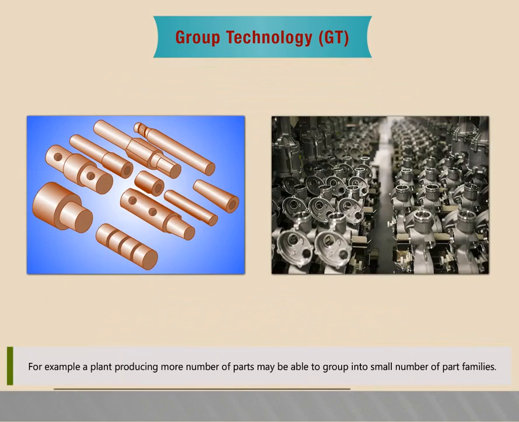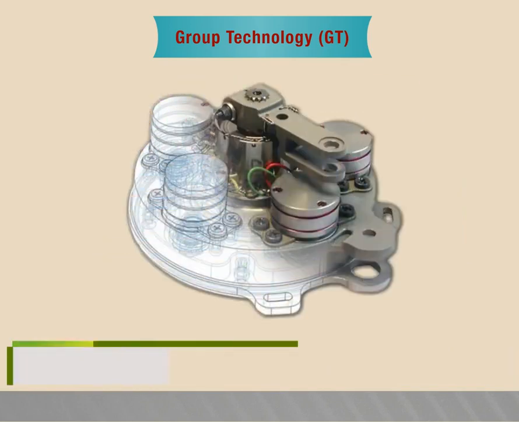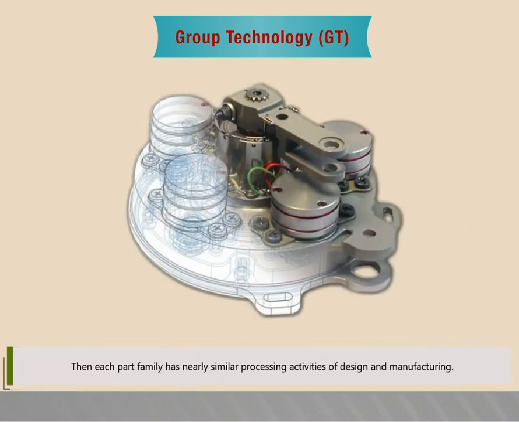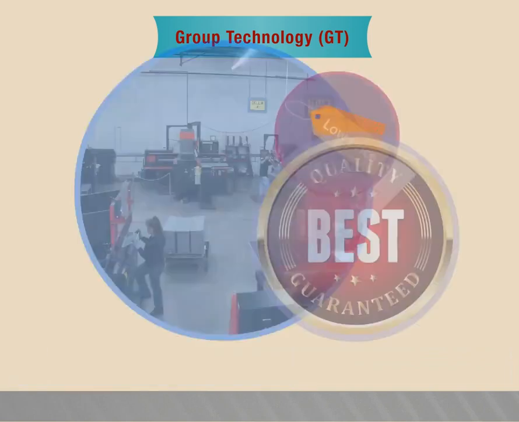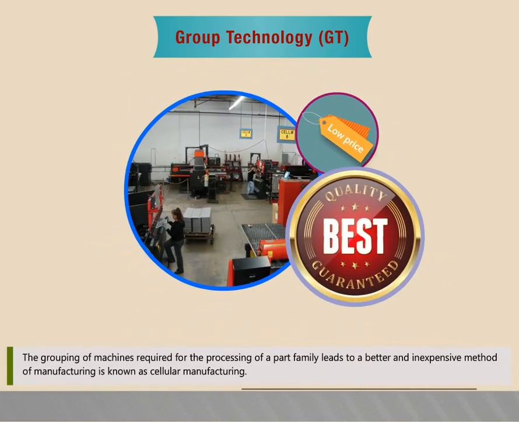For example, a plant producing more number of parts may be able to group into a small number of part families. Then each part family has nearly similar processing activities of design and manufacturing. The grouping of machines required for the processing of a part family leads to a better and inexpensive method of manufacturing, known as cellular manufacturing.